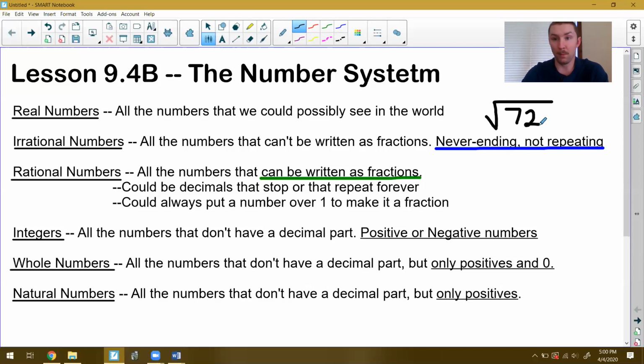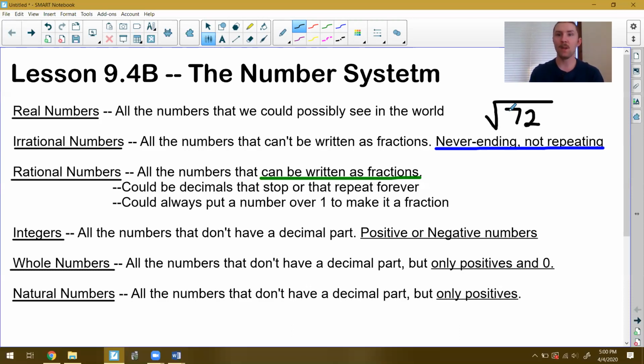We don't know a number that when we multiply it by itself, we get 72, right? 8 times 8 makes 64, but 9 times 9 makes 81. So somewhere in between those two must be a number that when we multiply it times itself, we get 72. A square root that doesn't work out nicely comes up on your calculator as a decimal, about 10 decimal places. If I did the square root of 72 on my calculator, it would be 8 point something, and then it would stop eventually. But that's just your calculator rounding off that square root.